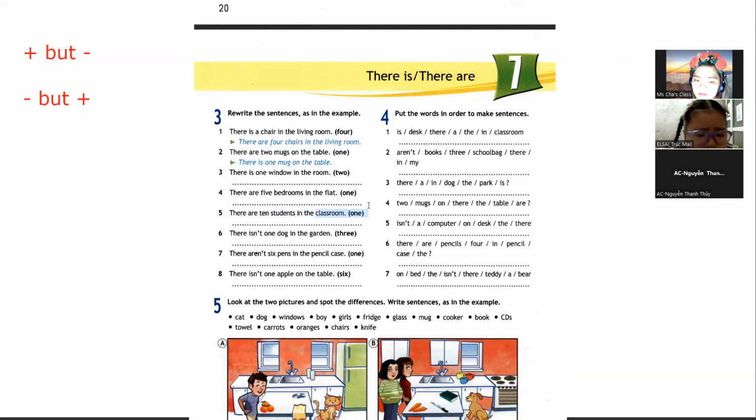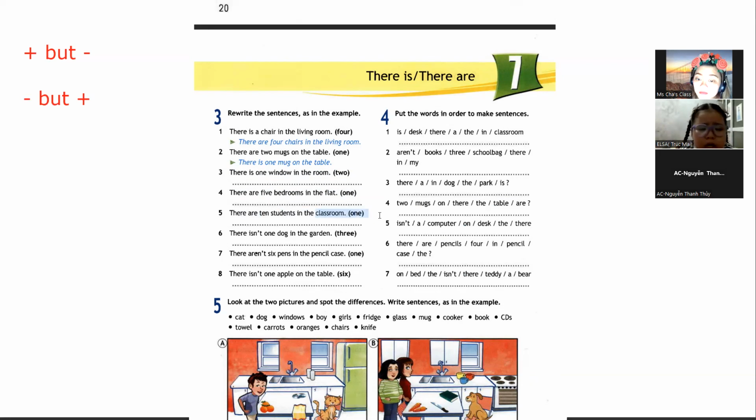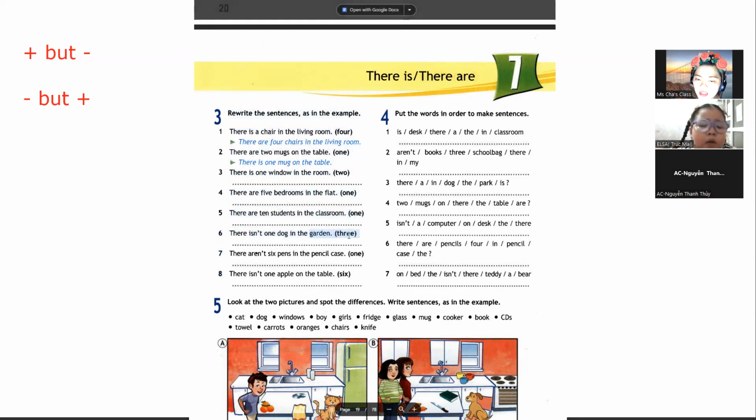There are 10 students in the class. There is 1 student in the classroom. Or you could also say there is a student in the classroom. How about there isn't one dog in the garden? Negative sentence, make it 3. There are 3 dogs in the garden.